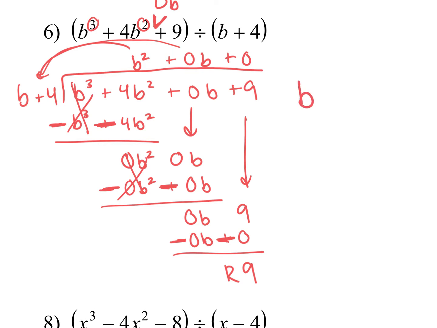So don't forget, if you're missing one of your terms to start, just like we were here, you have to put it in there. So our answer is b squared, remainder 9. We don't put the zeros in our answer.